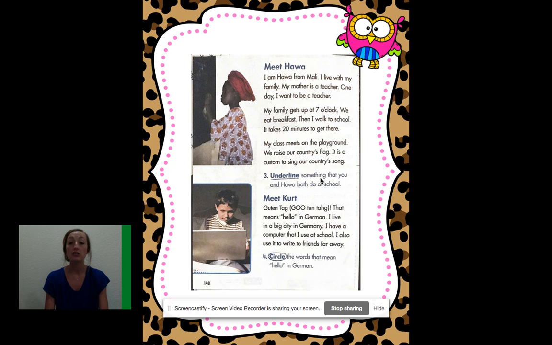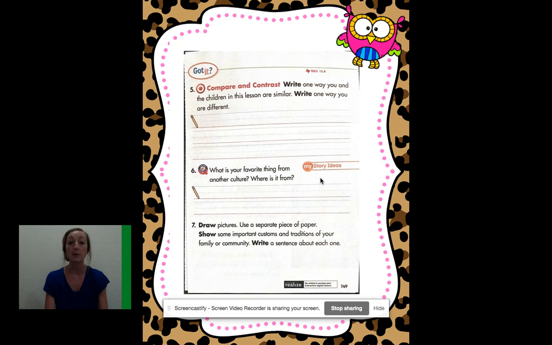Number 4, circle the words that mean hello in German. So think back to the beginning of that little paragraph and circle the word that meant hello in German. Okay, number 5, 6, and 7. So on number 5, you're going to compare and contrast, which you've been doing all week, so you're pros at it by now. Write one way you and the children in this lesson are similar. Write one way you are different.